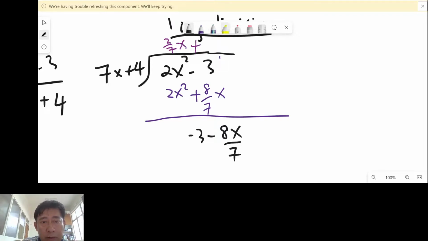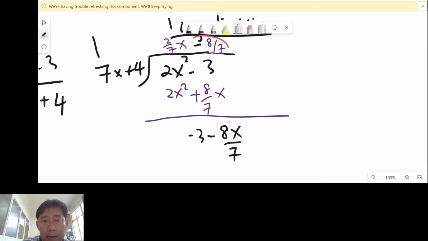So I need to multiply it with at least 8 and divide it by 7. I think that is more accurate. So let me rewrite this again. So that should be 8 over 7. And I have to use a minus sign instead of a plus sign.